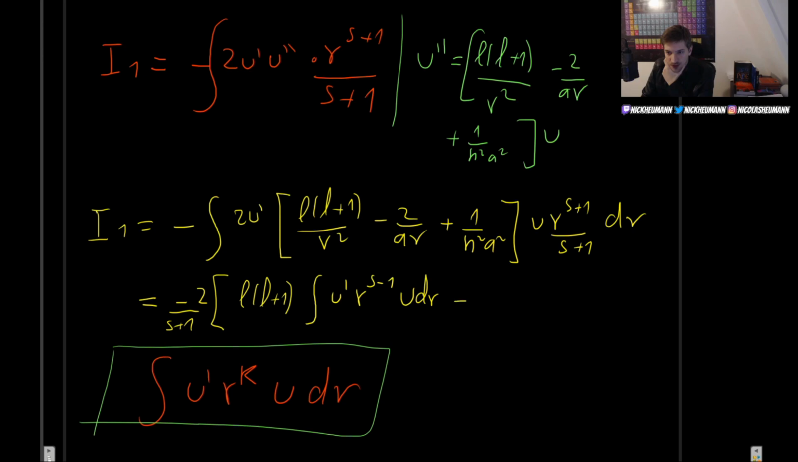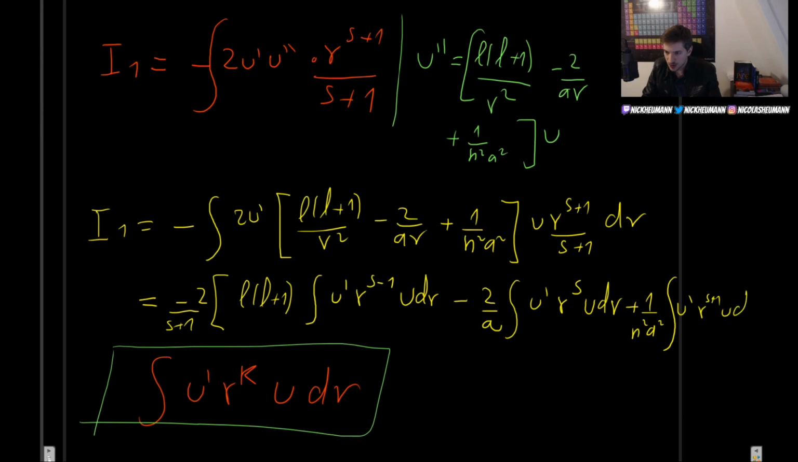Then comes the next one, which is going to be minus 2 over a, and this is now multiplied by u prime, and then we have r to the s, because this 1 cancels out with this r, and then we have u dr, and then finally we have plus 1 over n squared a squared integral of u prime, and then we have r to the s plus 1 u dr.